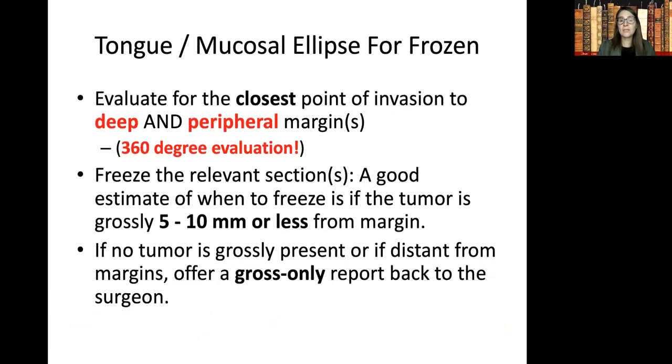So we will evaluate the closest point of invasion to the deep and all peripheral margins. So 360 degrees around the specimen, freeze what's relevant. I say if the tumor is grossly within 5 to 10 millimeters of a given margin, freeze 1 or 2 of the relevant closest.